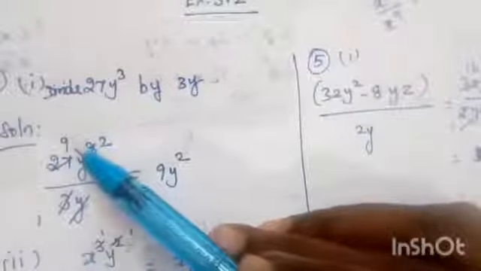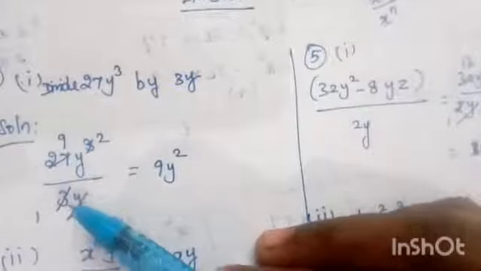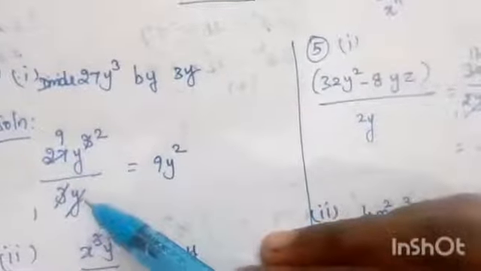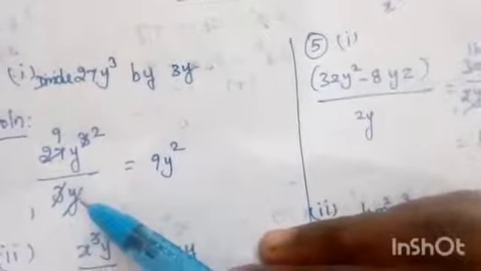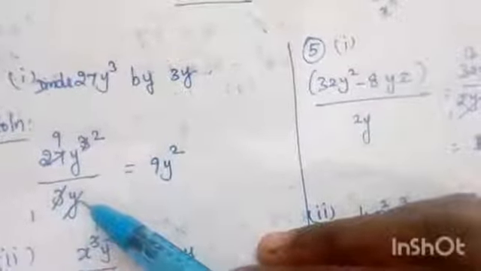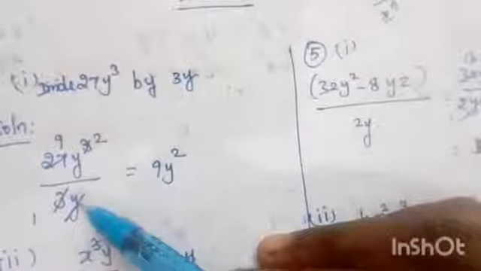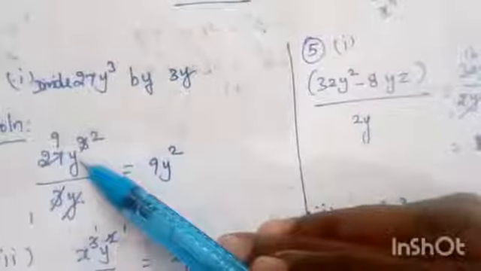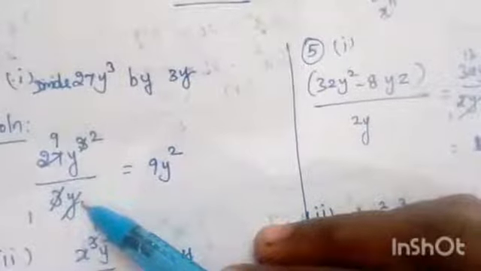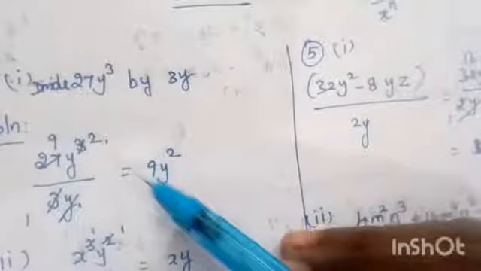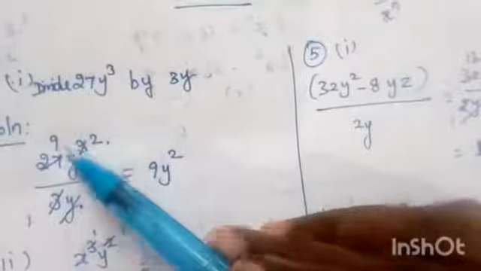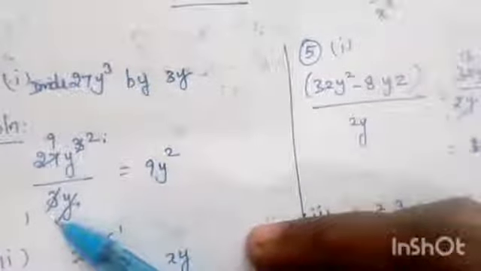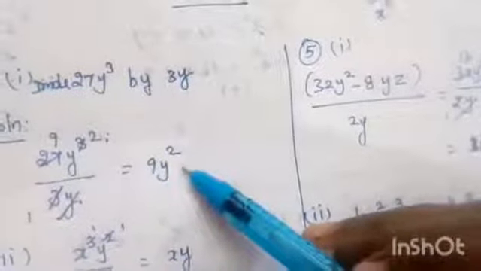1 3 is 3, 9 3s are 27. First you have to cancel the numerals, then cancel the same variable, which means we have to subtract the powers. Here y is there 1 time, and in the numerator 3 times, y into y into y. So 1 time cancelled, remaining 2. After cancelling we have 9y square by 1, which means 9y square.